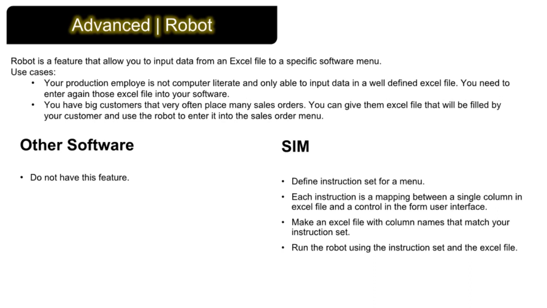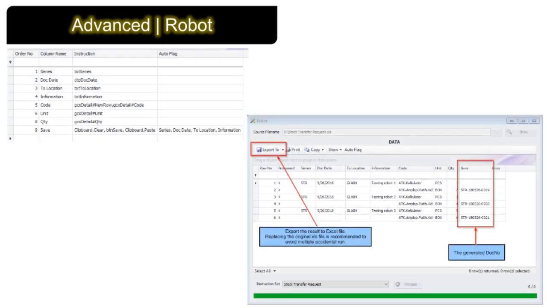The first step is to create an instruction set for the sales order menu. Each instruction is a mapping between a single Excel column to a control in the form. Next, just make the Excel file with those columns. Run the robot by choosing the instruction set and the Excel file. On the upper left is the sample instruction set, while on the right side is the robot user interface.